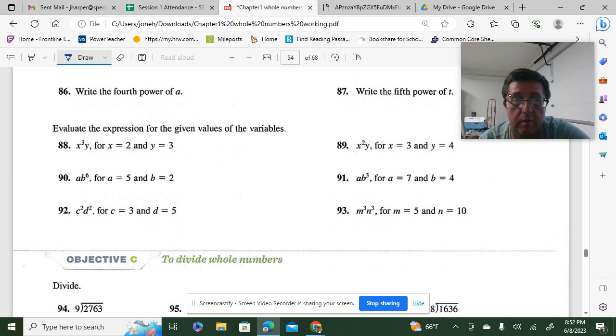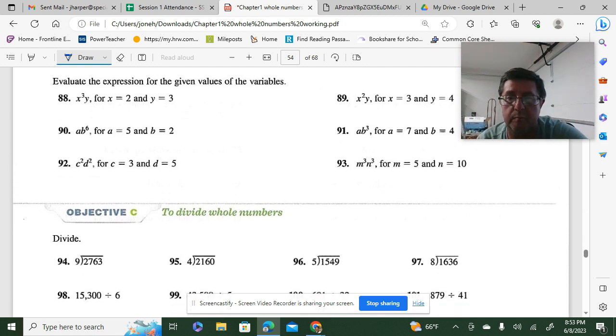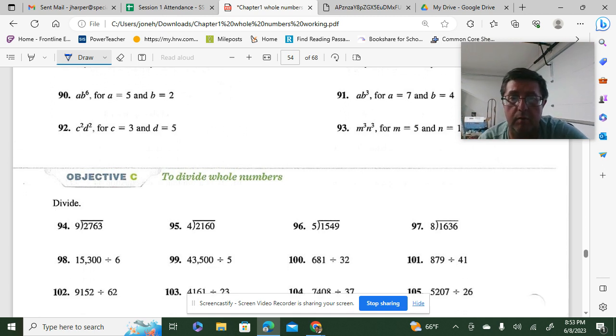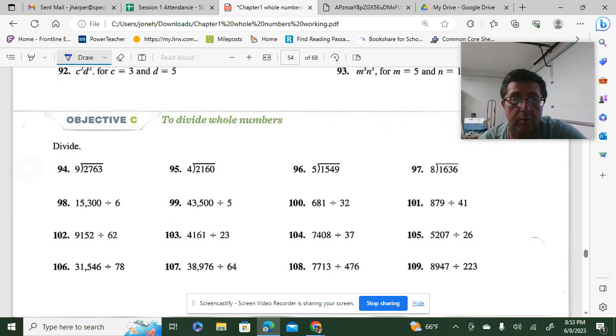So all these are, you're going to solve x equals 2. So you take 2 to the third power times y, which is 3. So 2 to the third power times y, which would be, what, 8 times 3, which would be 24, I think. But don't just trust me, verify. Okay, so all these are the same. This is going to take you guys a long time to do. Take your time, but do it right.